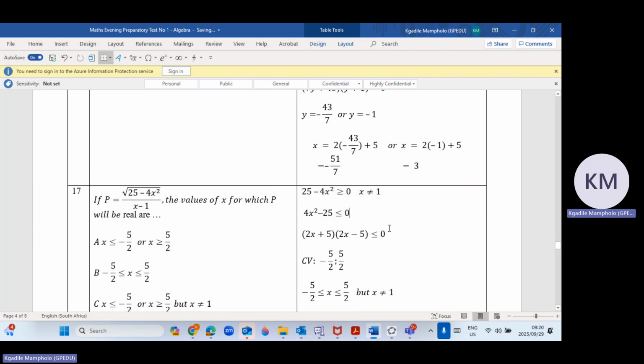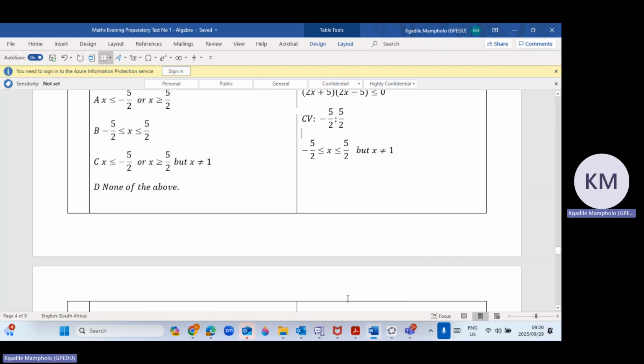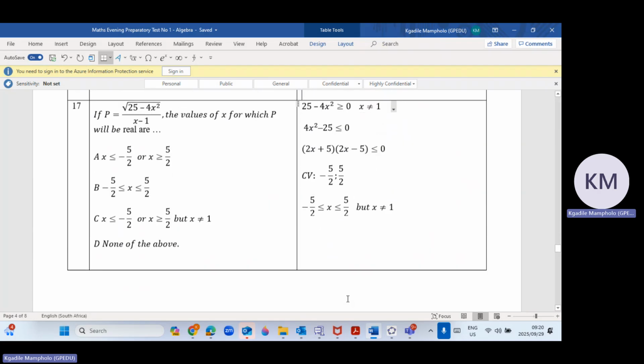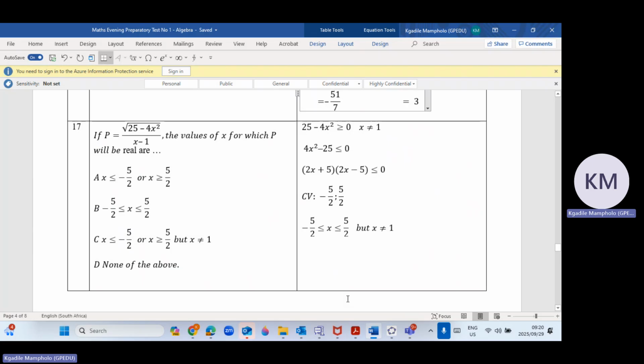Like I told you, if it's less, you write this x in between, the small number on the left, the bigger number on the right. Then it means x will be between minus 5 over 2 and 5 over 2. But if it was greater, we'll say x is less than the small number, which will be x less than negative 5 over 2, or x greater than 5 over 2. But here, because it changed to be less, then x is between negative 5 over 2 and 5 over 2.